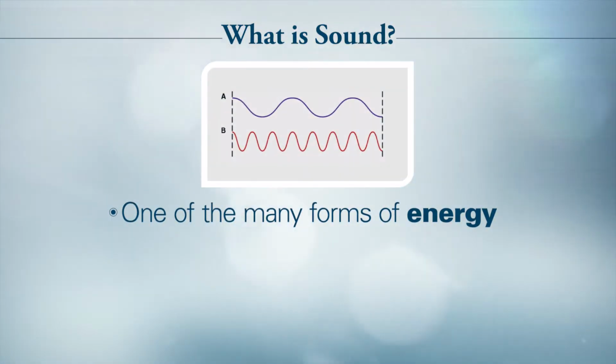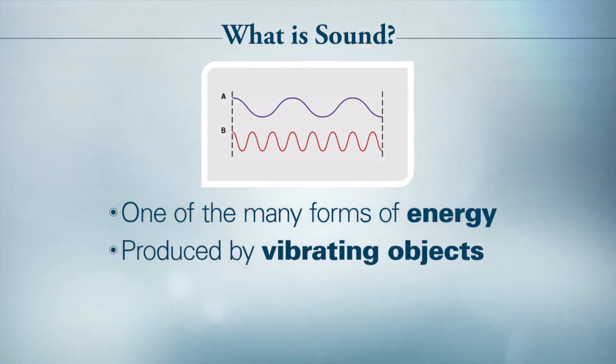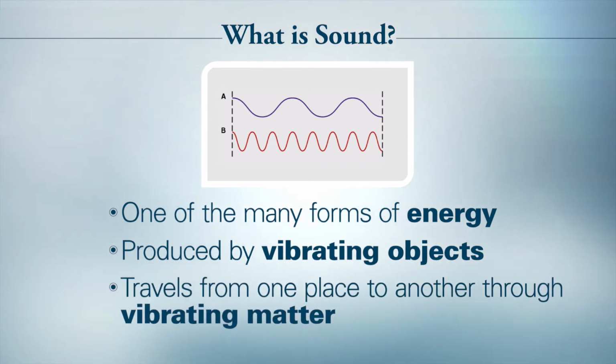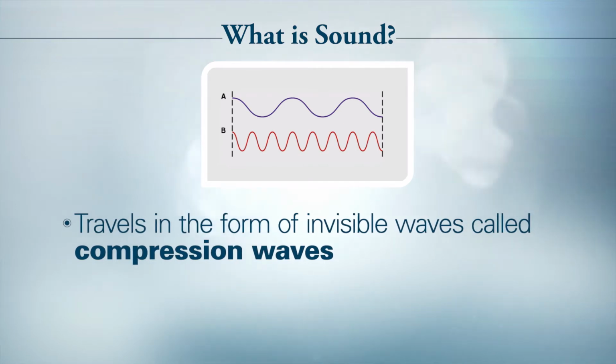Sound is one of the many forms of energy, and it's produced by vibrating objects that travel from one place to another through vibrating material, such as solids, liquids, or gas. This matter sound travels through is called a medium. Sound travels in the form of invisible waves called compressional waves. Unlike water waves that move up and down, sound waves move toward or away from a source, and these repeated compressions are then spreading out through atoms and molecules of matter.